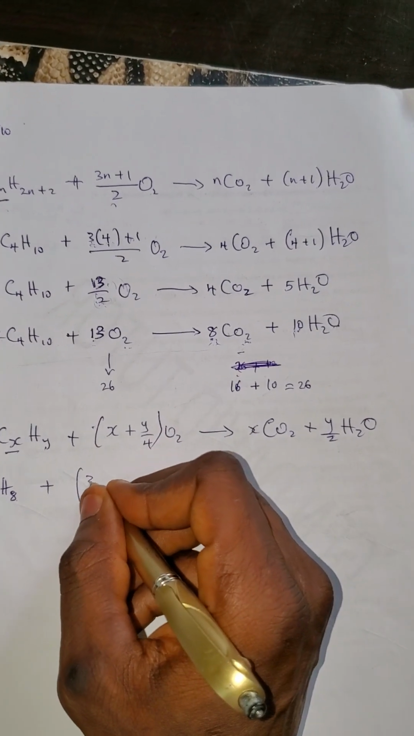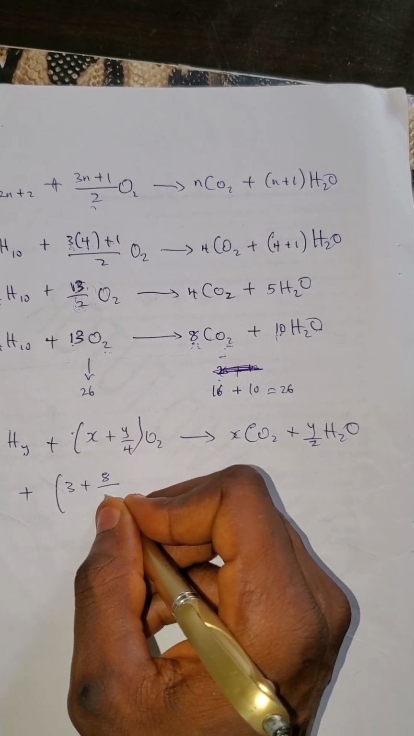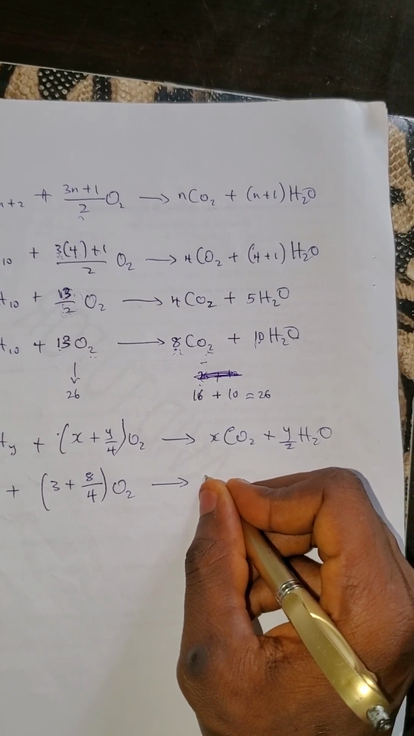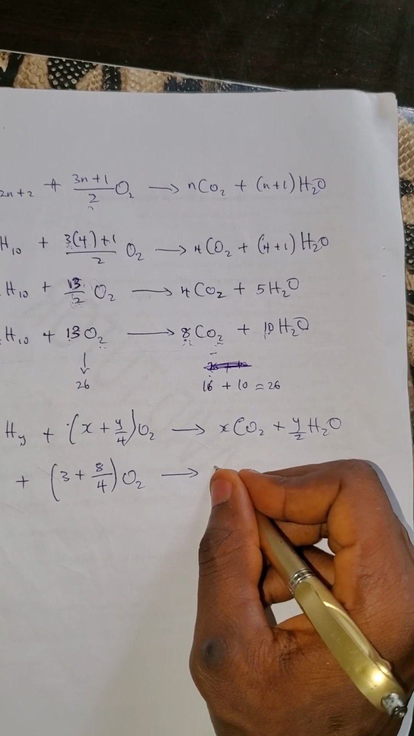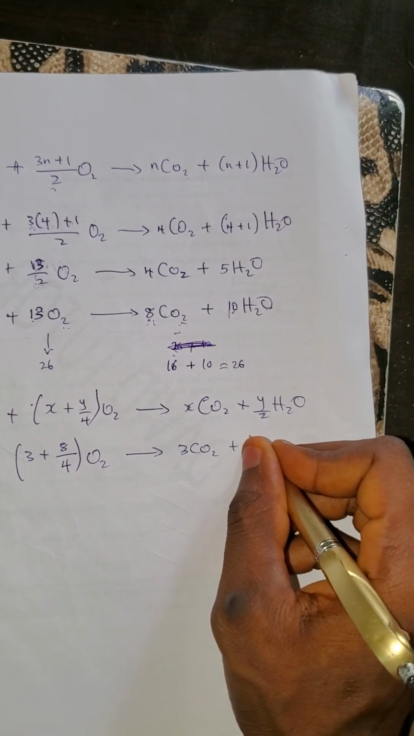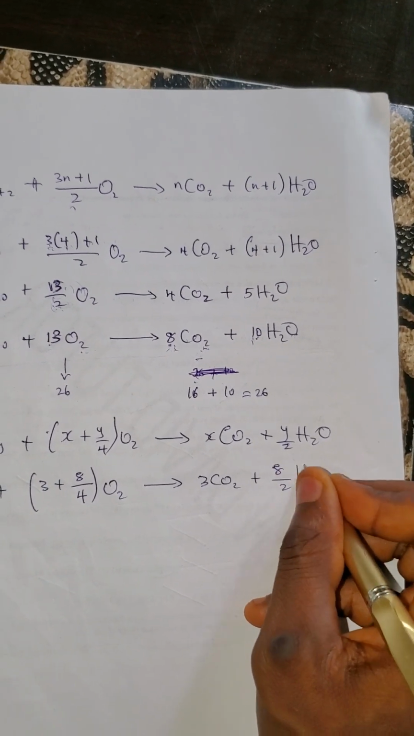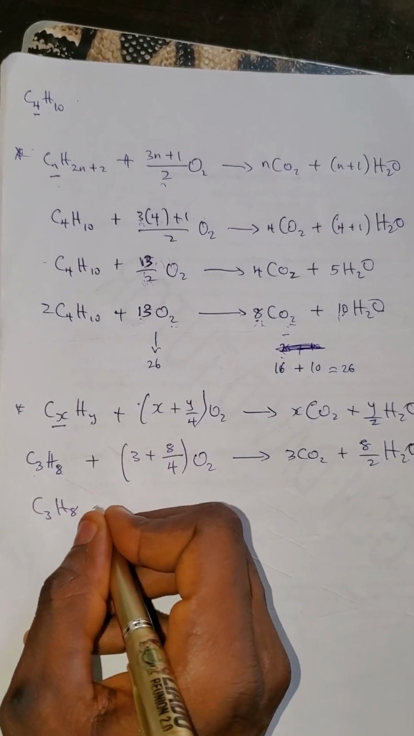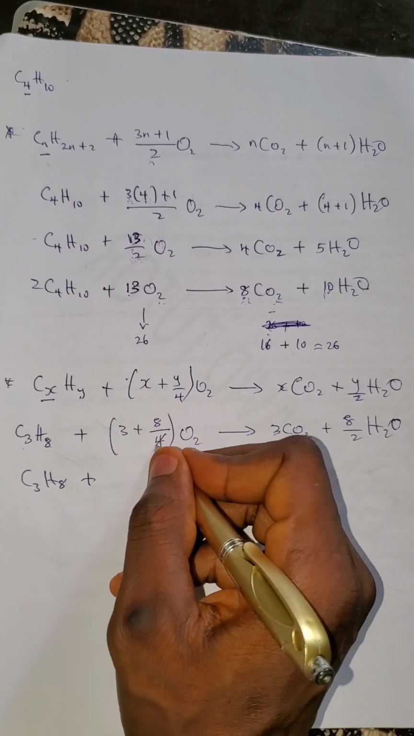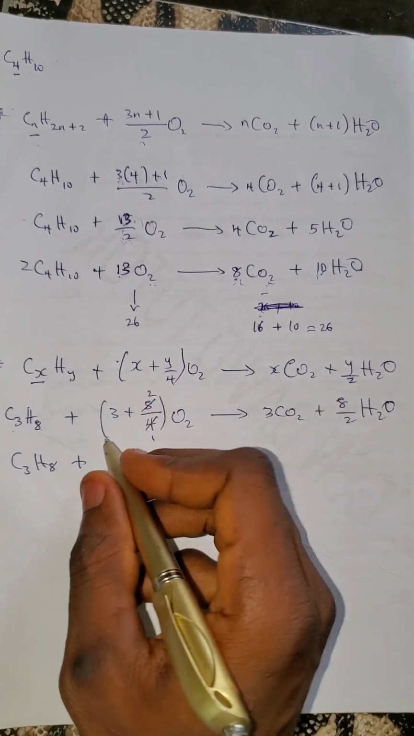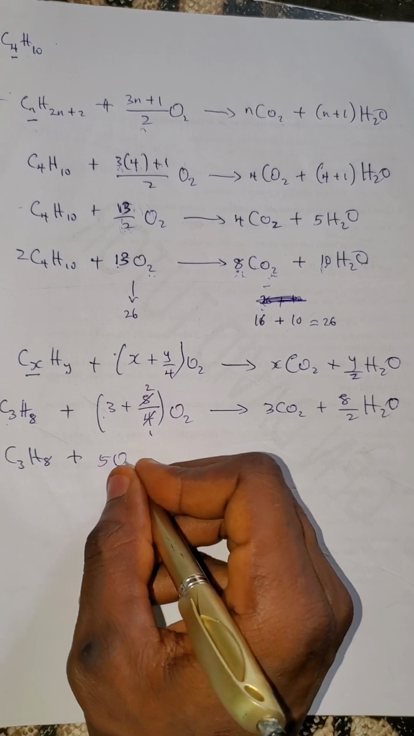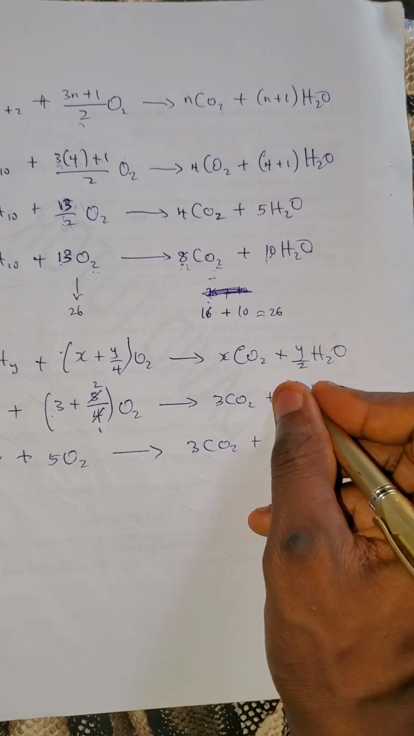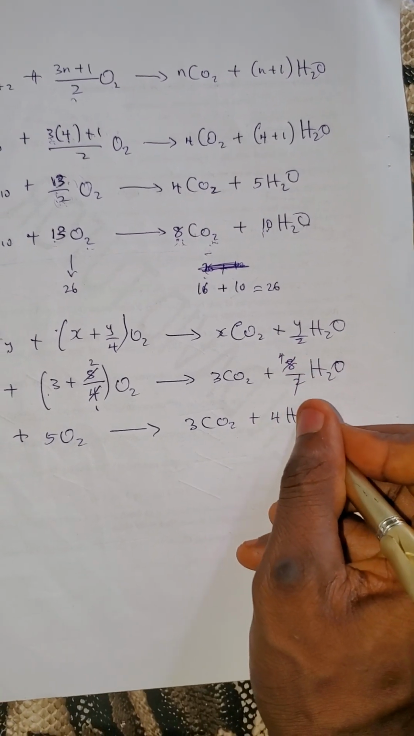So this becomes, we have 3 plus 8 over 4 O2 to give us, we have our x, which is 3 CO2, plus our y is 8 over 2 H2O. Now if you observe, this becomes C3H8 plus, we have 8 over 4 to be what? 2. That's 3 plus 2, that's 5 O2 to give us 3 CO2 plus 8 over 2, that's 4 H2O.